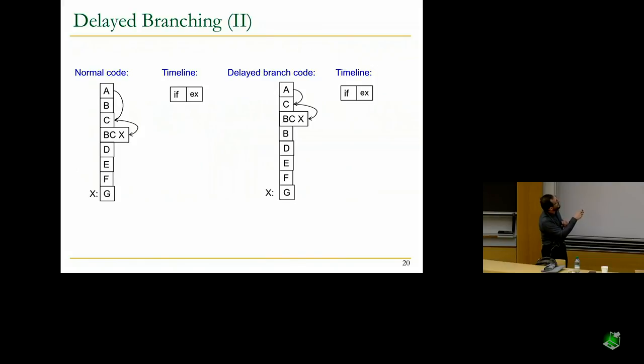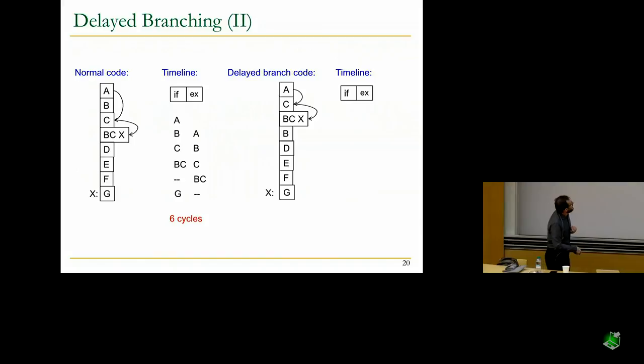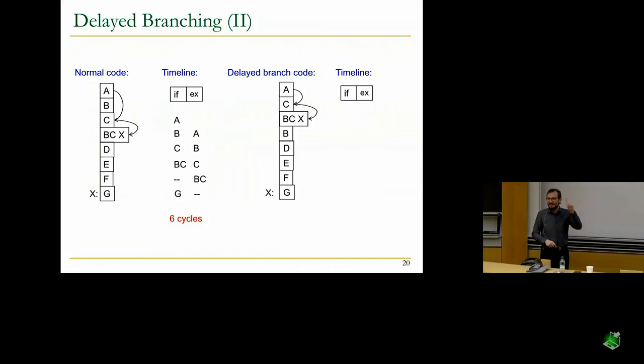B is independent over here. Now let's take a look at the execution of this code. So it's a simple pipeline. When you get to the branch, you don't know what to fetch. Let's assume that. So this is a bubble. And the branch eventually is taken, so you fetch G. So you get a one-cycle bubble over here. In six cycles, you fetch five instructions, I think, right? Yeah, five instructions here. Now, if you want to get rid of this bubble, you have a one-cycle delay slot.